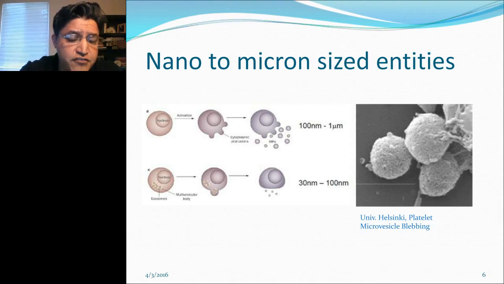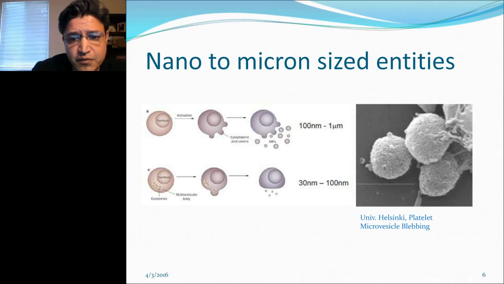Extracellular vesicles are derived from membrane-bound structures. They're released by cells into the extracellular space. There are essentially two main categories. Exosomes are released from cells when endocytic multivesicular bodies fuse with the plasma membrane, whereas microvesicles are released directly from the plasma membrane via blebbing. And here's a nice example of platelet microvesicles being released, as an electron microscopy image.